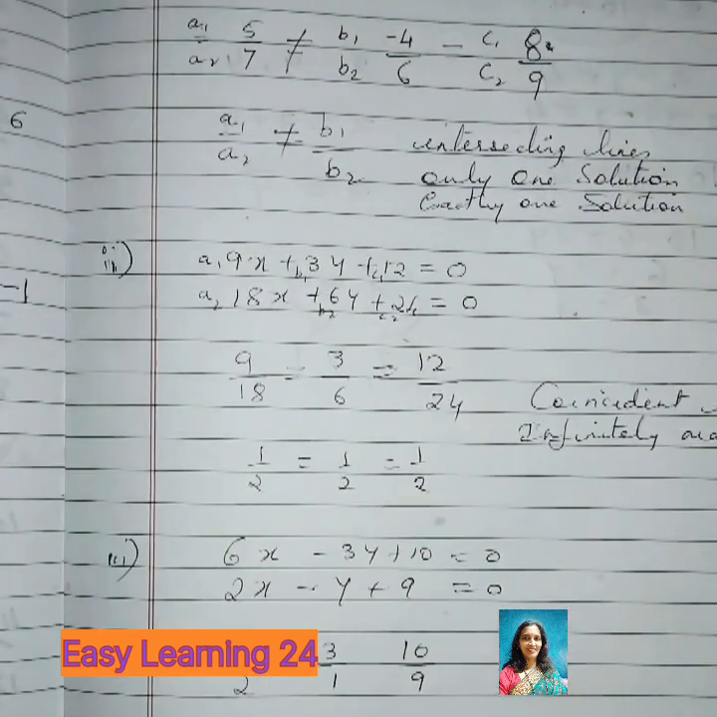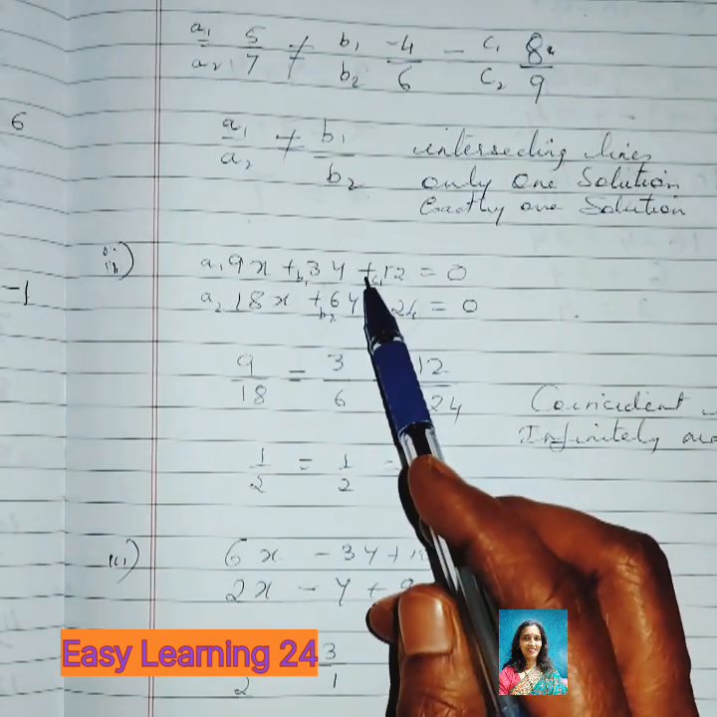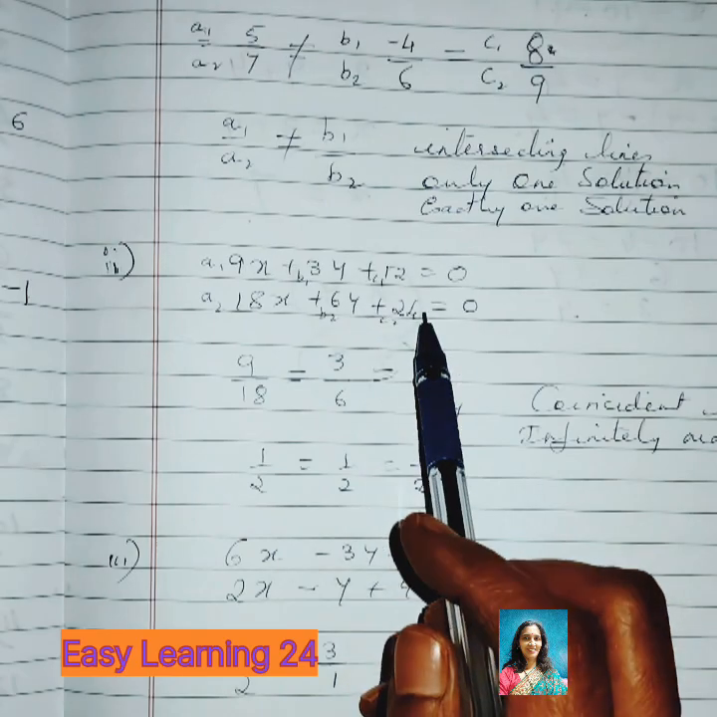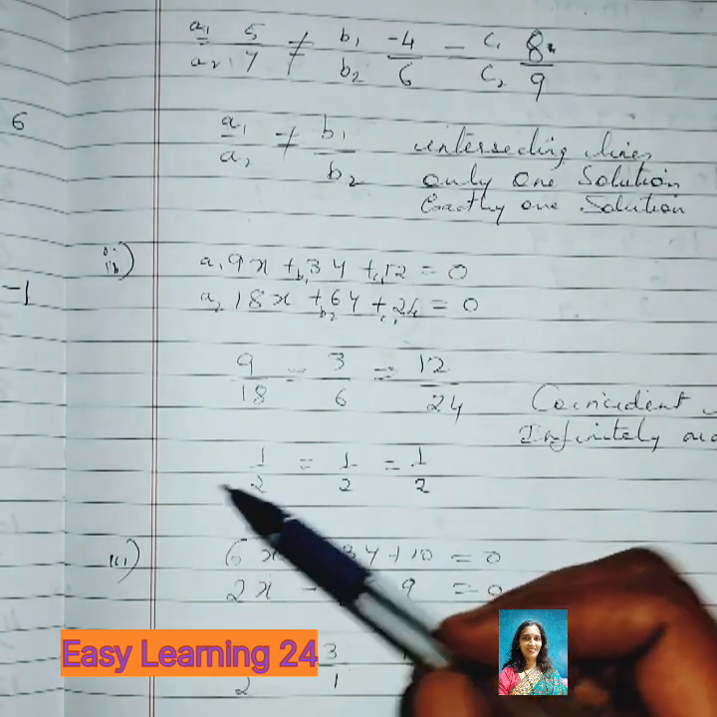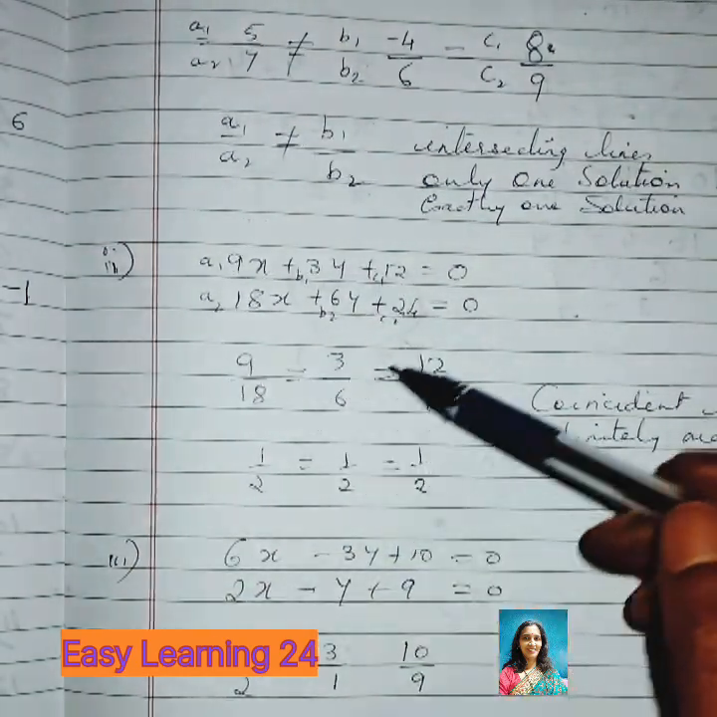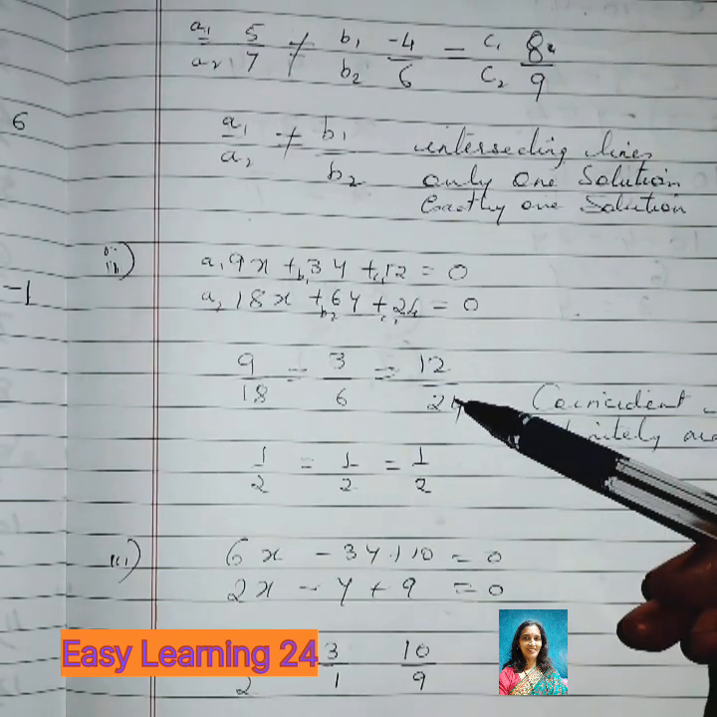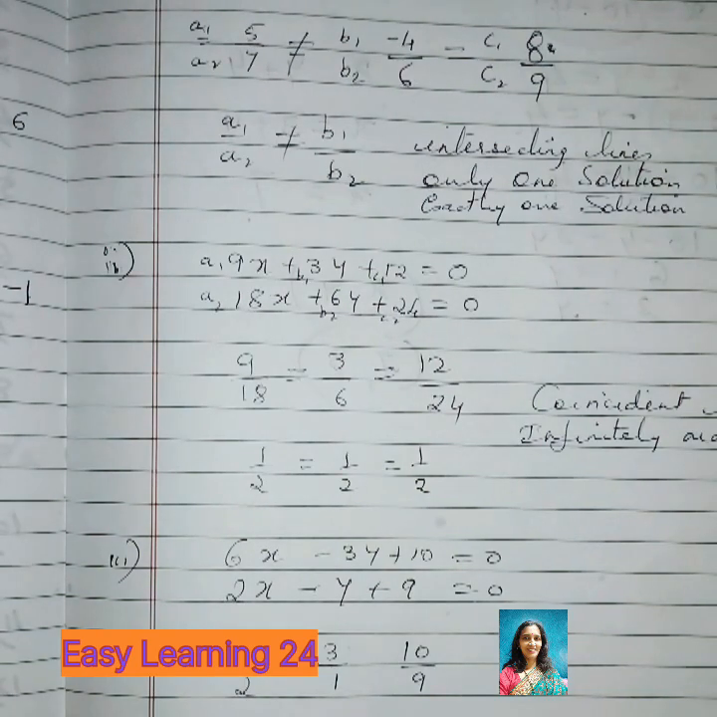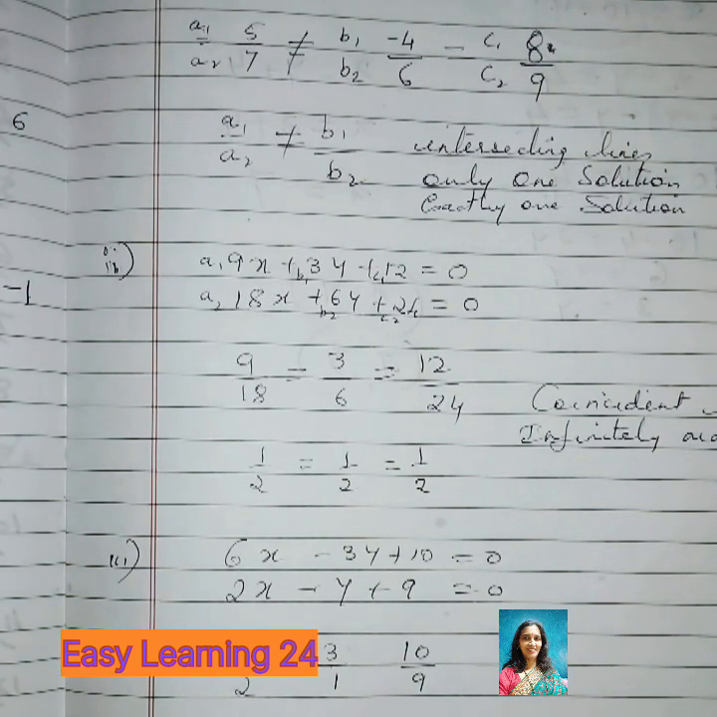And the second one is 9x plus 3y plus 12 and 18x plus 6y plus 24. So here in this case, 9 upon 18, 3 upon 6 and 12 upon 24 are all equal. So they are coincident lines. They have an infinite number of solutions. They are coinciding lines and they have an endless number of points on them. Okay, they have infinitely many solutions.